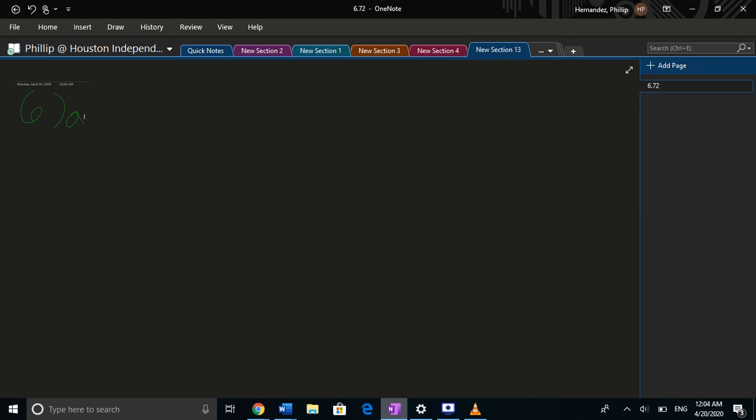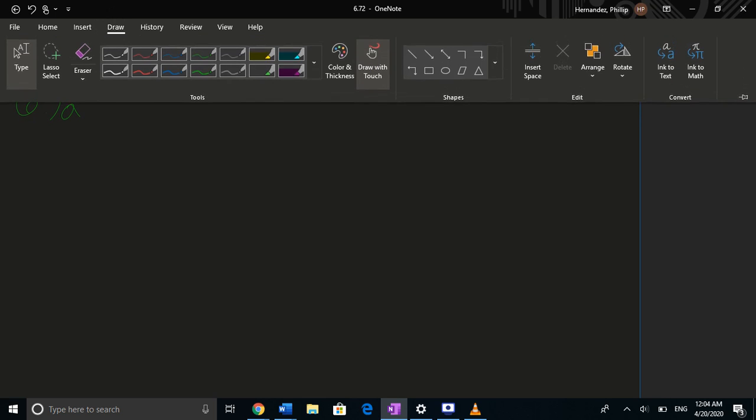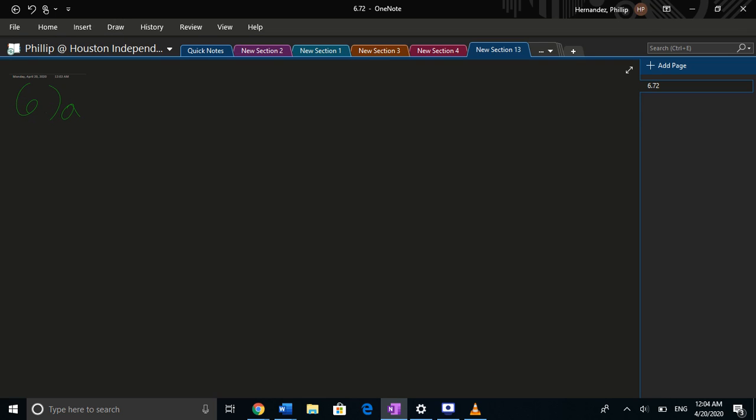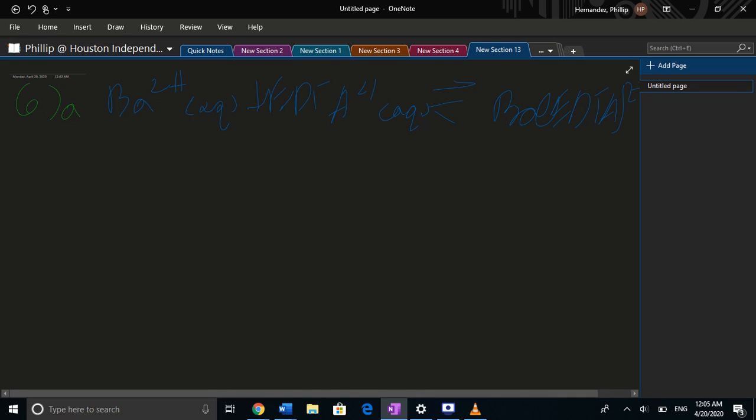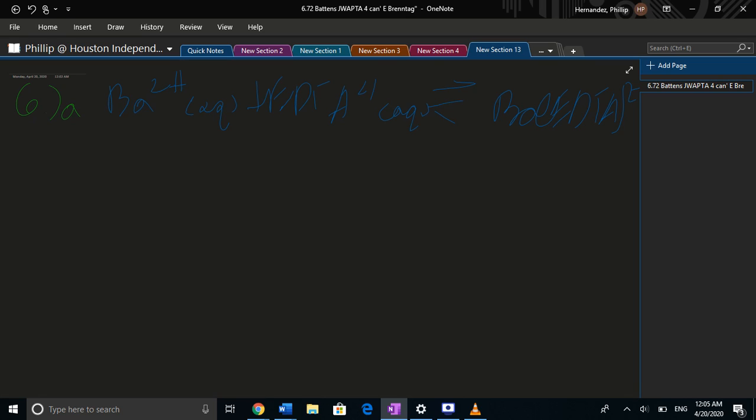We write our reaction. We're going to do our handy dandy RICE table. So Ba2+ aqueous plus EDTA 4-, also aqueous, is at equilibrium with Ba EDTA 2-. Now before we do anything with our RICE table, we need to convert our amounts into moles.